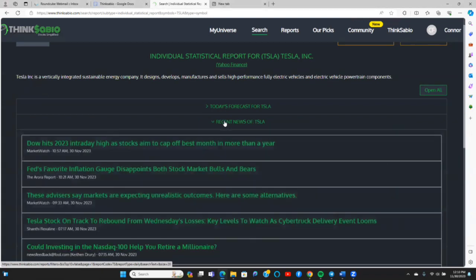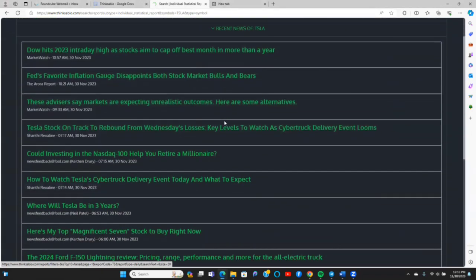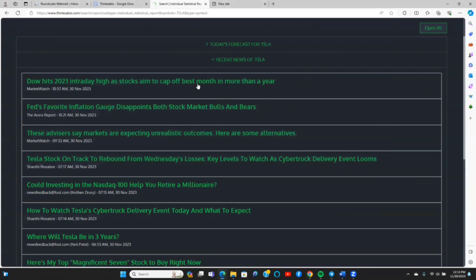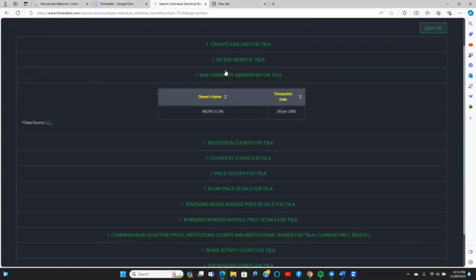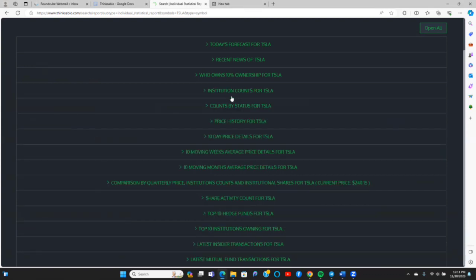From here, you get some recent news. This offers recent articles about the stock and the company, which you can read at your leisure. Then you have who has at least a 10% ownership for Tesla. In this case, it's Mr. Elon Musk, but there are some other cases where institutions or other stocks where a longer range of people own that. So it can be useful to look at that.